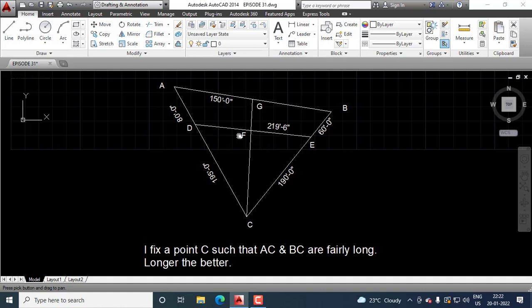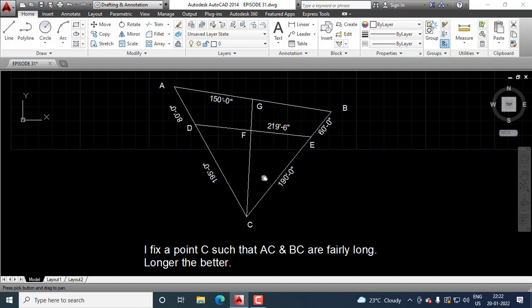So we got the length of DF, we know the length of FG, we fix the point B. So if we extend CF to G, measuring FG from F, we can locate this point G. So that means we measured AB and we located point G.